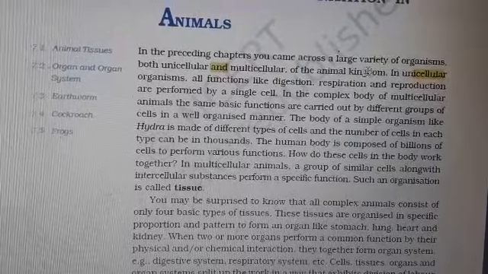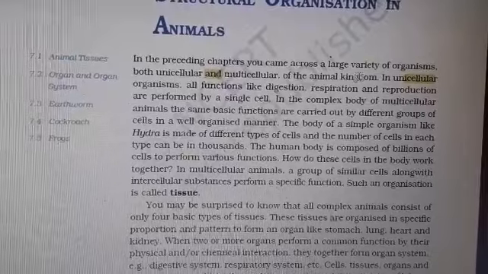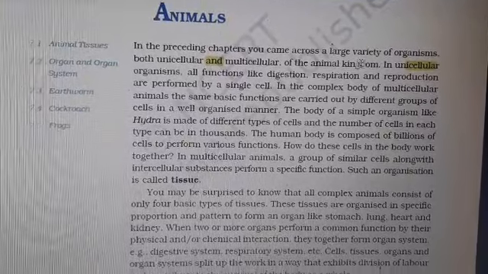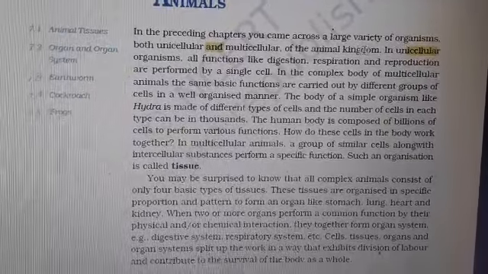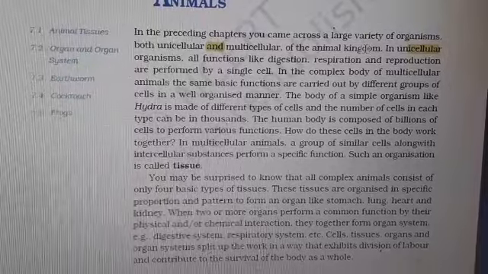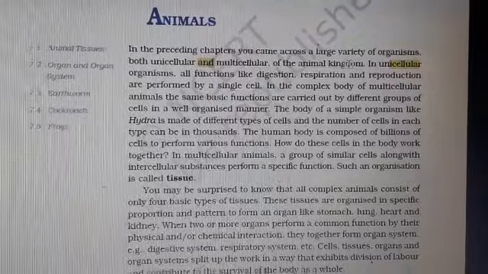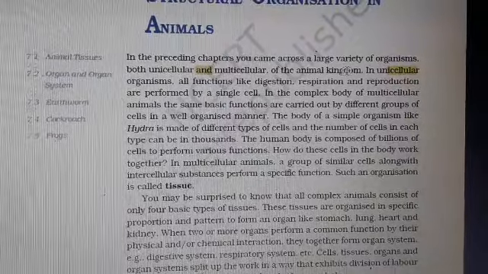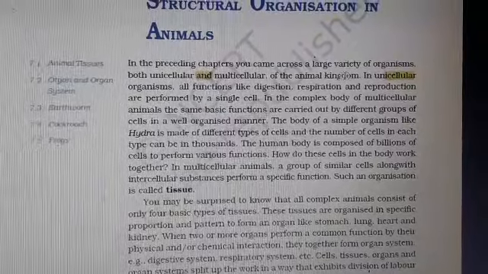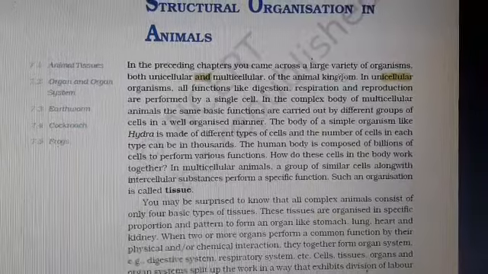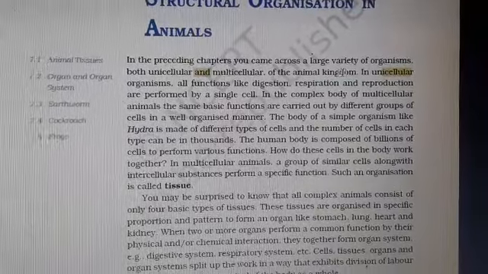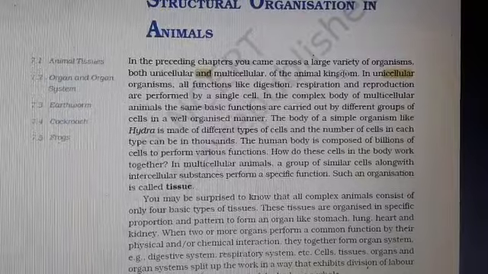So today we are going to start with a new chapter named Structural Organization in Animals. In this chapter we are going to study about tissues and their types. So this is from NCERT and we are just starting with this. In the preceding chapter you came across a large variety of organisms, both unicellular and multicellular, of the animal kingdom.